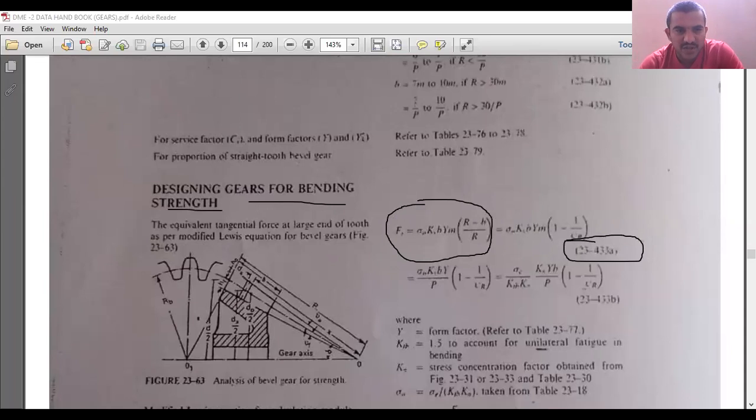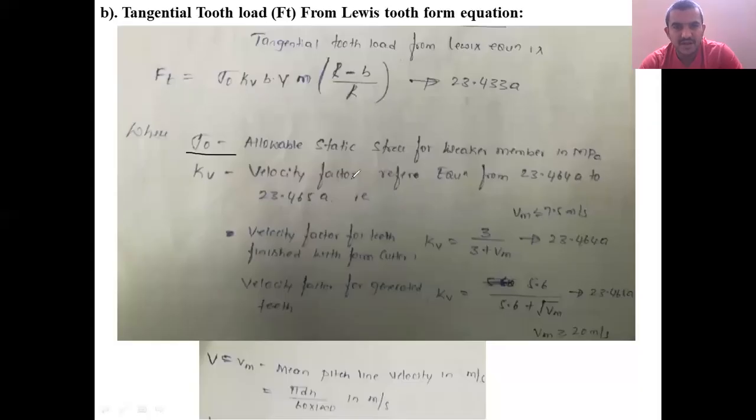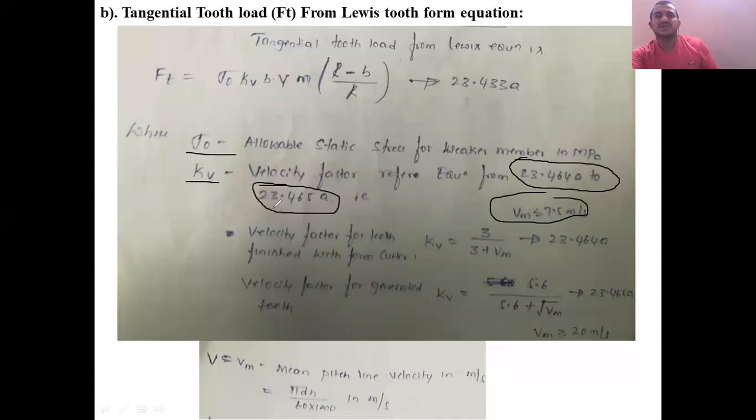So what is sigma naught? Sigma naught, as you know, is the static stress for the weaker member. Then KV is a velocity factor that depends upon mean pitch line velocity. Based on the mean velocity, we use the KV formula, which varies from 23.464A to 23.465A. Those are the equation numbers we use.